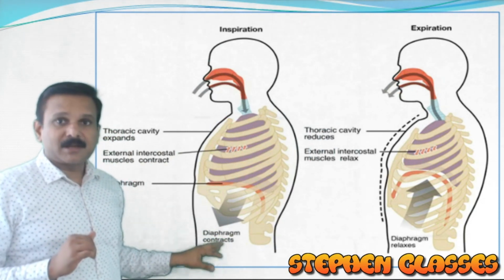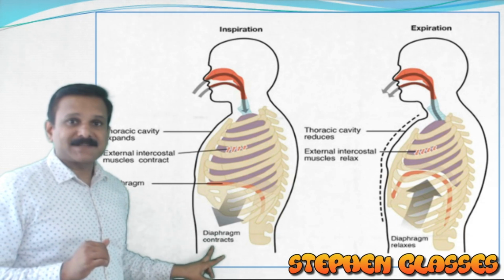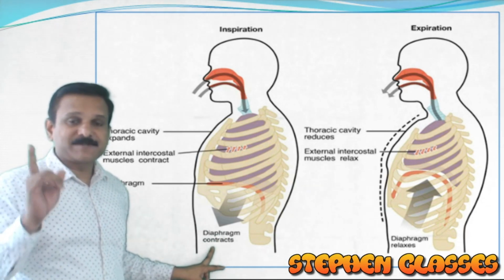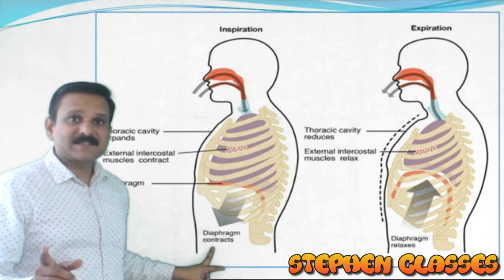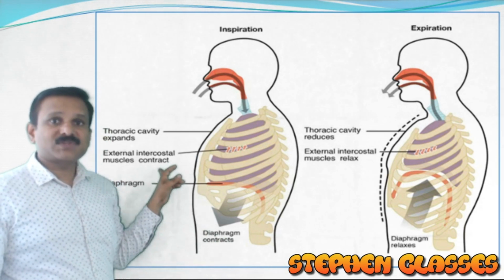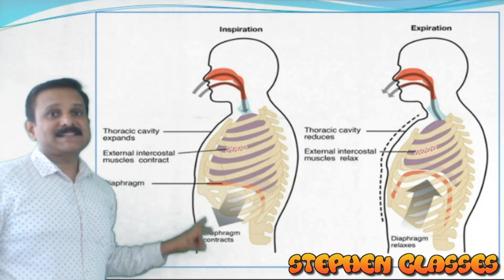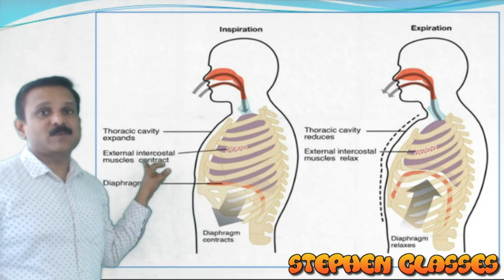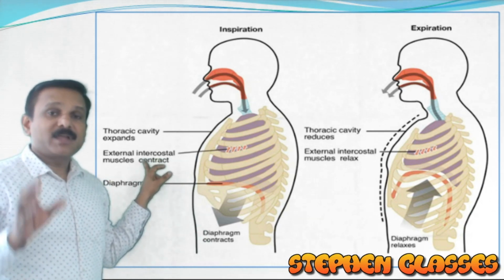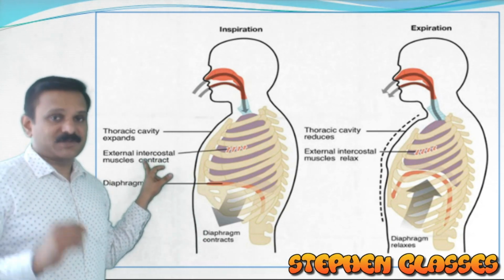During inspiration, diaphragm contracts and external intercostal muscles also contract. So diaphragm contracts and external intercostal muscles will contract during a normal inspiration.